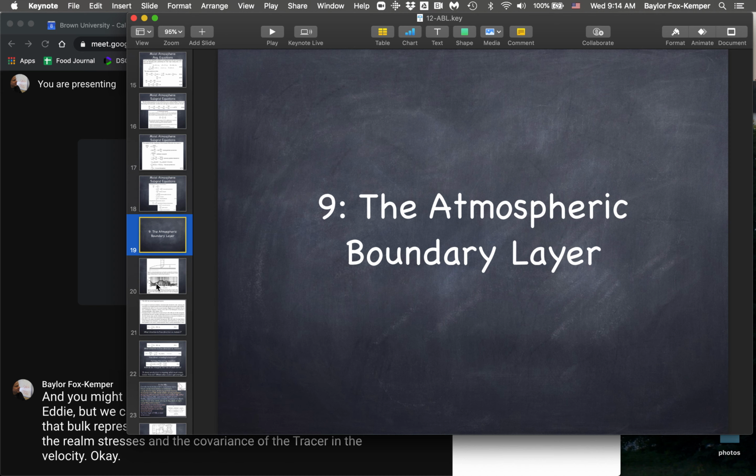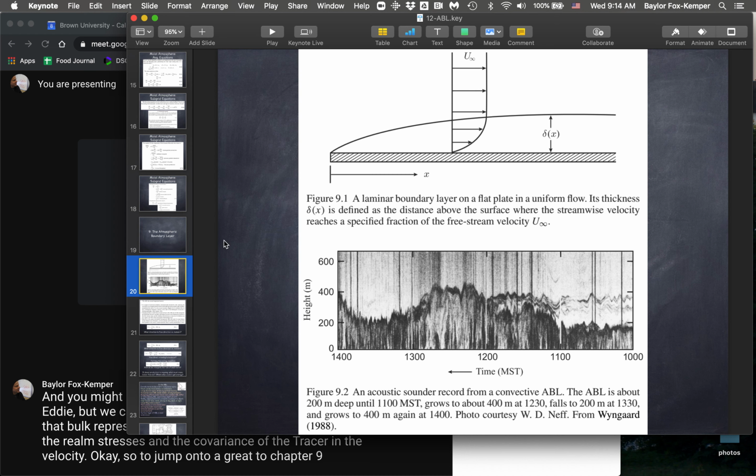Okay. So to jump on to chapter 9, the atmospheric boundary layer. In a boundary layer in general, in a fluid, we imagine that it's something like this, a flow profile where there's flow over a boundary. And this boundary could be a land boundary, it could be a solid boundary, the sidewall of a tank or the bottom layer of a tank in the lab, or it could be land, it could be ocean, could be a forest canopy, could be an urban environment, all kinds of different things all would come into a boundary layer conception.